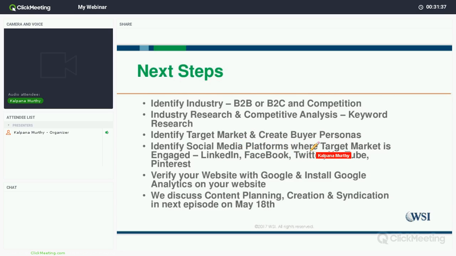And identify the social platforms where the target market is engaged. If you're already using Facebook or LinkedIn or YouTube, look and see how much engagement you are building among your fan base. We will talk more about how to optimize those in the next sessions. And definitely verify your website with Google and install Google Analytics on your website so you can start tracking.